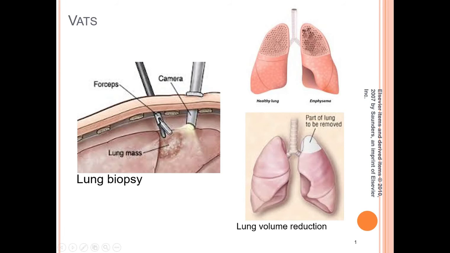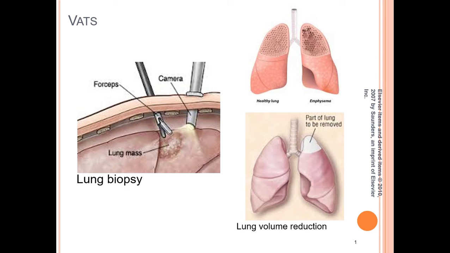A lung biopsy can be performed through the VATS method. This procedure removes a small portion of lung tissue for pathological examination. It is often performed when other diagnostic tests are inconclusive. Lung volume reduction surgery is also done via the VATS procedure for patients with chronic pulmonary emphysema.